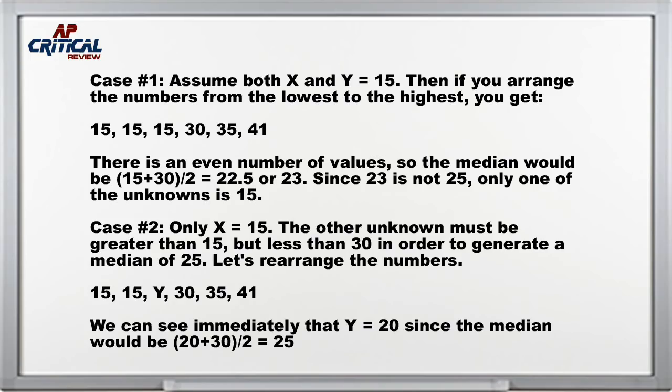So for a mode of 15, we either have to have one or both of our unknowns to be 15. So case number one, we're going to look at both of the unknowns being 15. We rearrange our data set from lowest to highest, look at the average of the middle two numbers, and we would get a median of 23. But that's not true, the median has to be 25. So that means only one of the two unknowns is going to be 15.